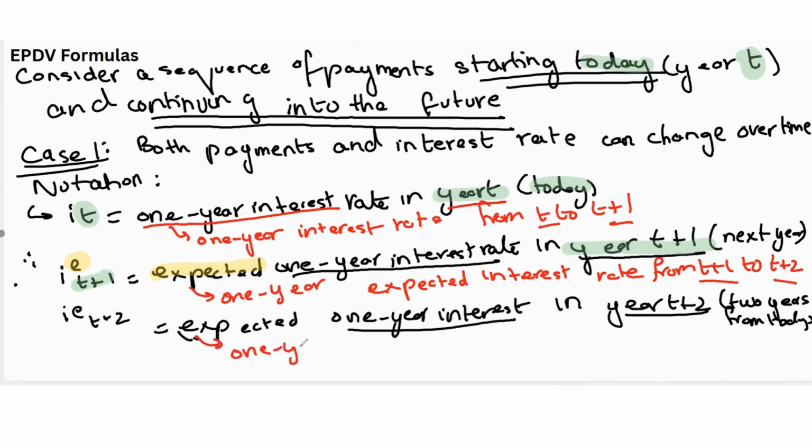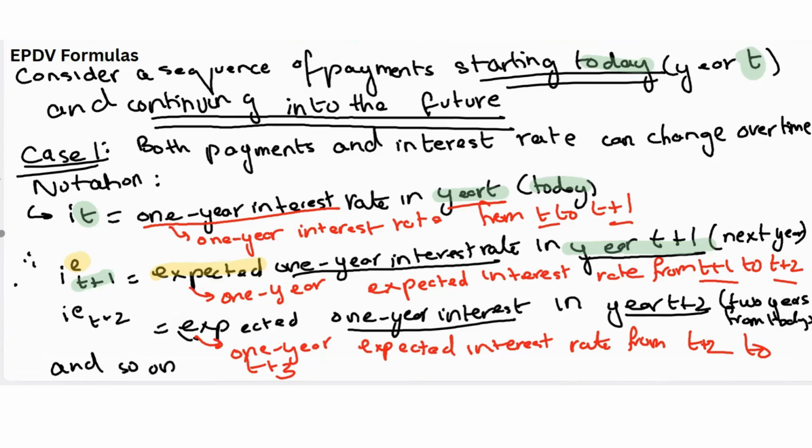So this is the 1 year expected interest rate from T plus 2 to T plus 3, right? And then this will be, and so on. So let's just quickly look at this. So if we look at this, the expected corresponds to this E here. And then this is in year T plus 2. Sorry, we didn't change the color. So this is in year T plus 2, right?